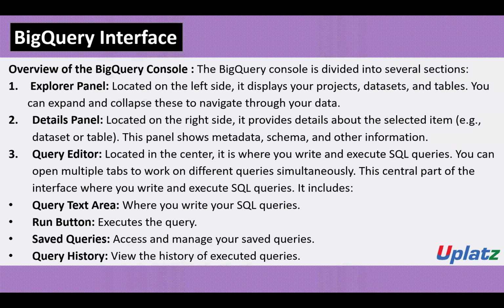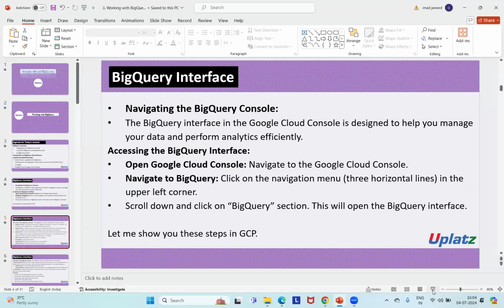The overview of the BigQuery console. The BigQuery console is divided into several sections. The first one is the Explorer panel, which is located on the left side. It displays your project, dataset, and table. You can expand and collapse these to navigate through your data.